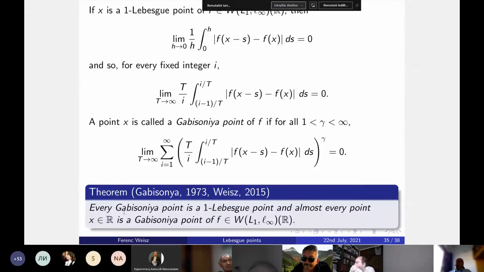Good. Every Gabisonia point is a one Lebesgue point. So the set of the Gabisonia points is smaller than the set of the one Lebesgue points. But almost every point is a Gabisonia point if f is from the largest Wiener amalgam space L1, L infinity.